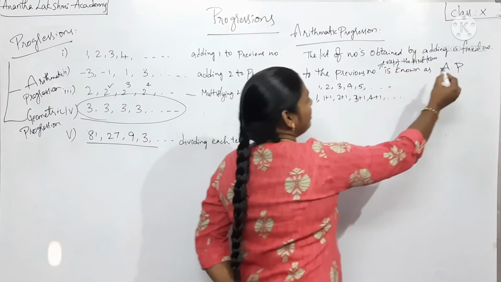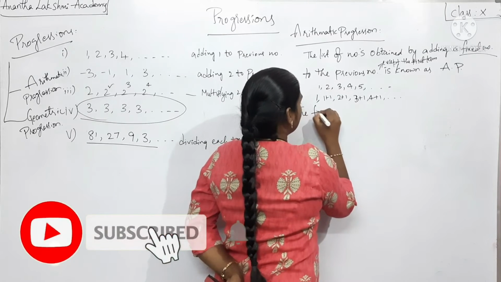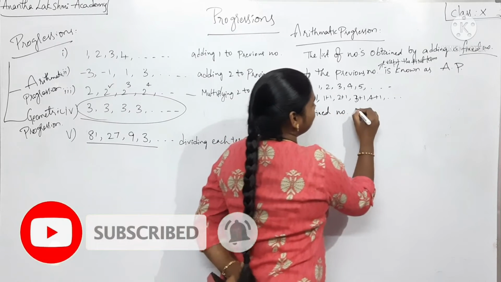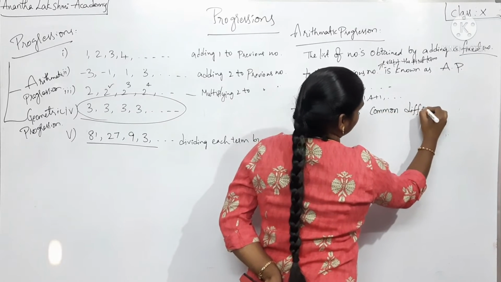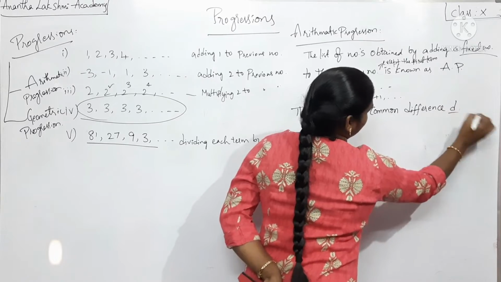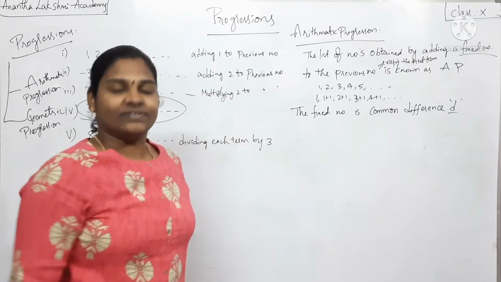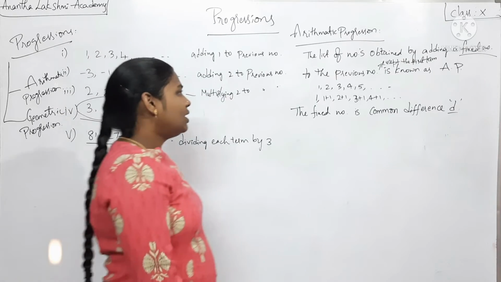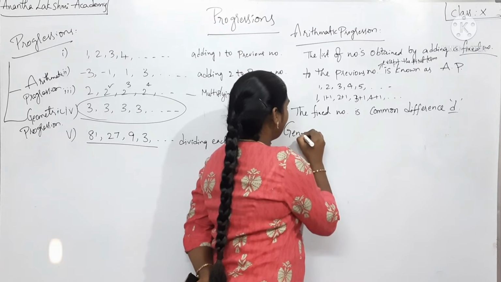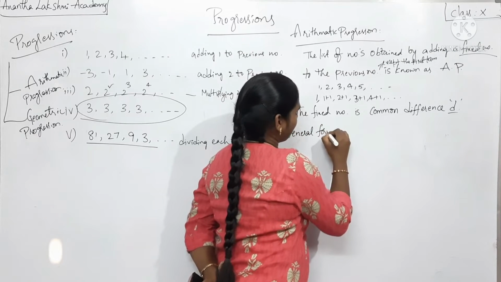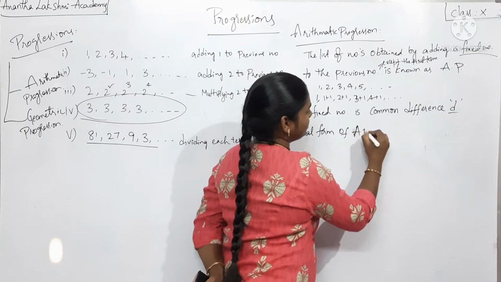And this fixed number, whatever we are discussing so far, what is that fixed number known as? The fixed number is nothing but the common difference, which is denoted by small d. What is this fixed number? Common difference. Okay, now let us understand the general form of arithmetic progression, which is AP.